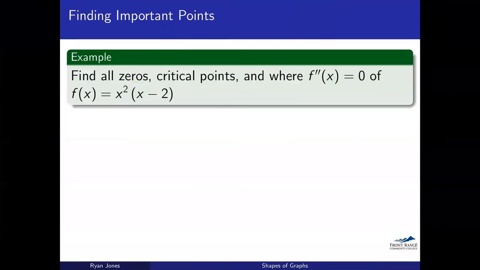So I've got x squared times x minus 2. And so I want to find zeros, critical points, and where f double prime of x equals 0. Let me be very clear here. You'll see this verbiage or this jargon used a lot. Where f double prime of x equals 0, a lot of times you'll see this written as possible inflection point. I'm going to give myself some more space there.